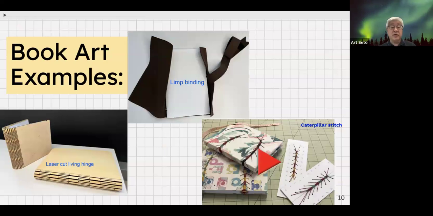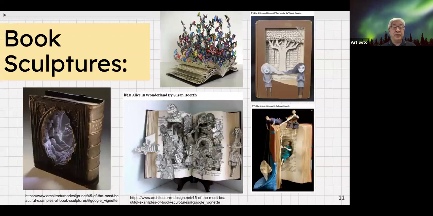These are some other book art examples, limp binding, this bottom left corner, laser cut living hinge. That book on the left is made by students. And then the bottom right corner is something called a caterpillar stitch, which is decorative, non-functional, but adds an element of interest to a book. Students can choose to make a book sculpture. In other words, they can take a book and tear it apart and repurpose the book into something artistic.